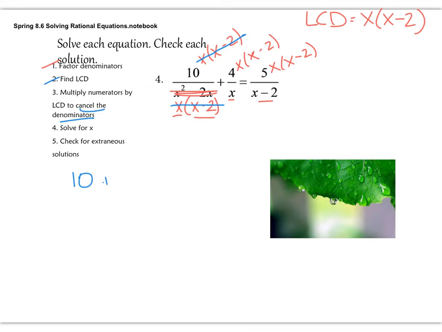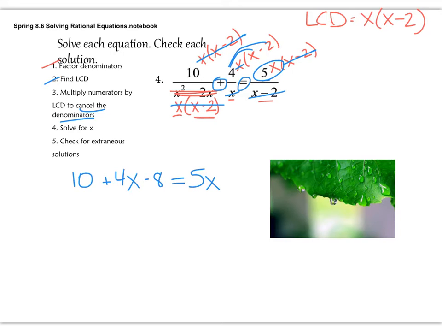All right, and then there's a plus sign right there. The next fraction, I can cancel off this x with this x. So I have 4 to be distributed to the x minus 2, which gives me 4x minus 8. And then there's an equals. And then I can cancel out these x minus 2's, and I'm left with 5x.